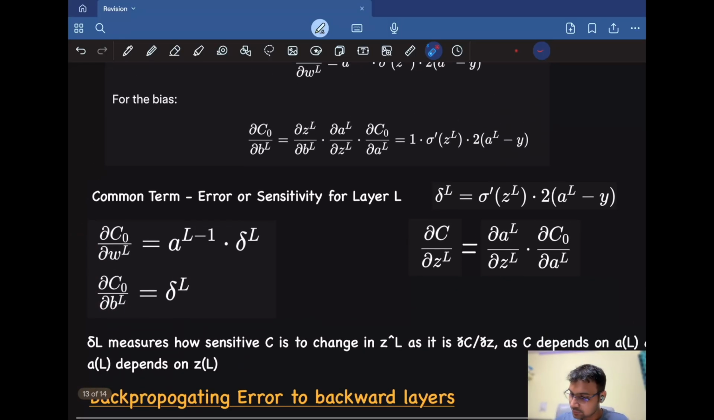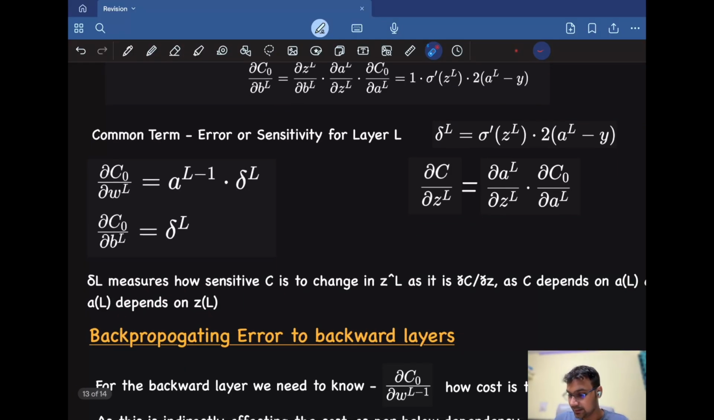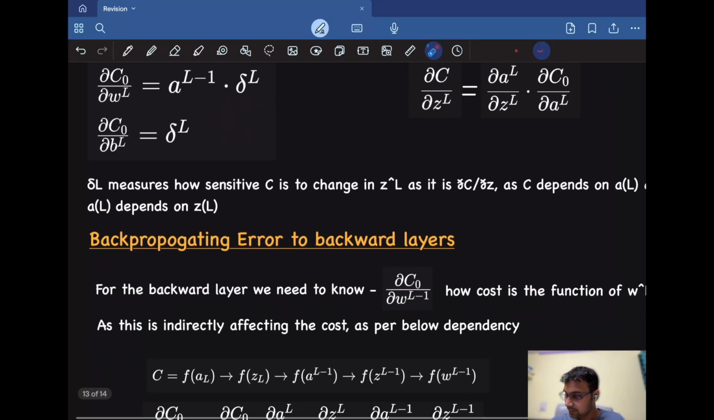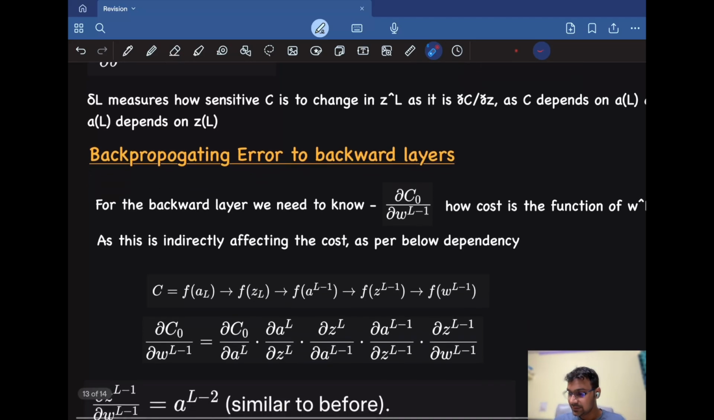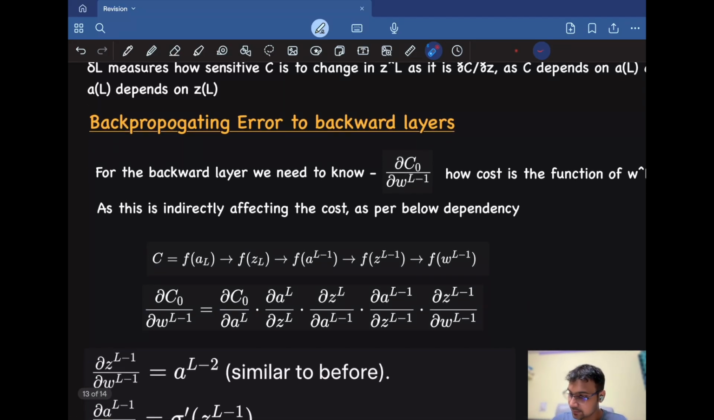So this is the gradient for the last layer, but let's see how we now calculate the gradient of the cost function with respect to the weights of the previous layer, L minus 1. The cost function doesn't have a direct dependency on the weights of previous layers, but it is indirectly dependent. So the chain here is longer, and we will see how to trace this dependency.